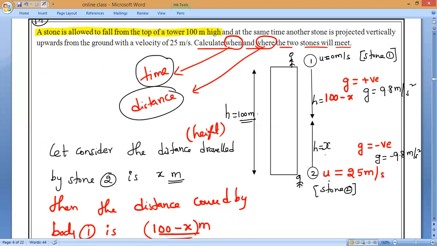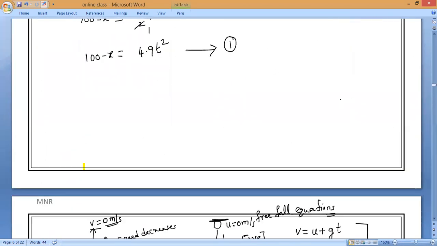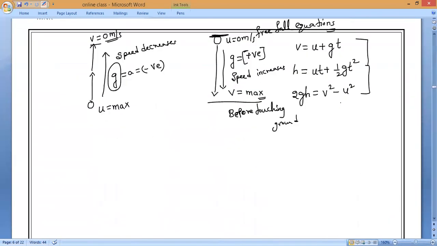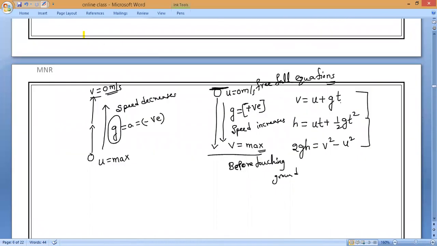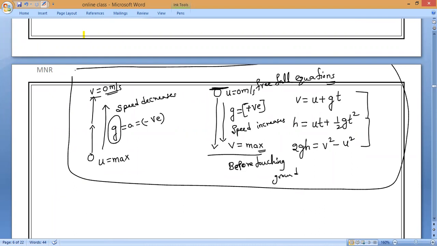By that time, stone 2 will become 100 minus x. Understand? It is for our convenience. If I assume stone 1 is x meters distance, then stone 2 will become 100 minus x. But here I'm assuming stone 2 is x meters, so that stone 1 will become 100 minus x. This is just for our convenience, for recalling the concept.